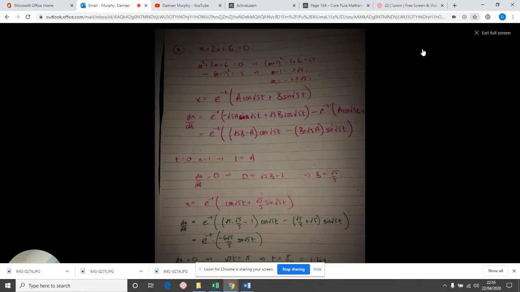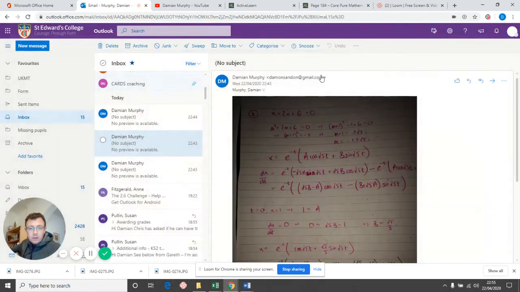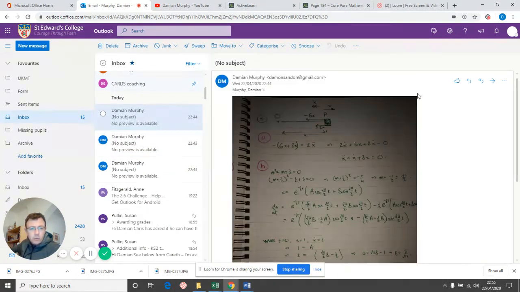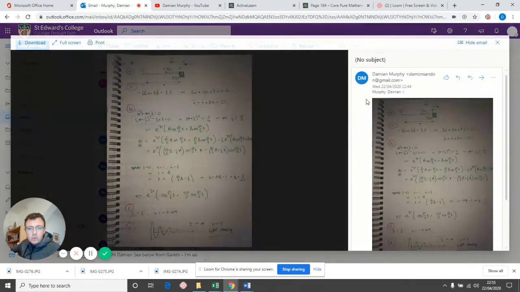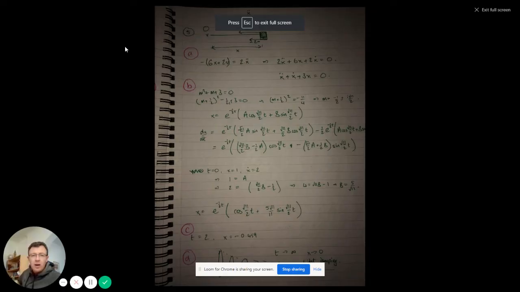Okay, and then let's look at question 5. Here we go. Get that bigger. Right, okay, there's my little force diagram.